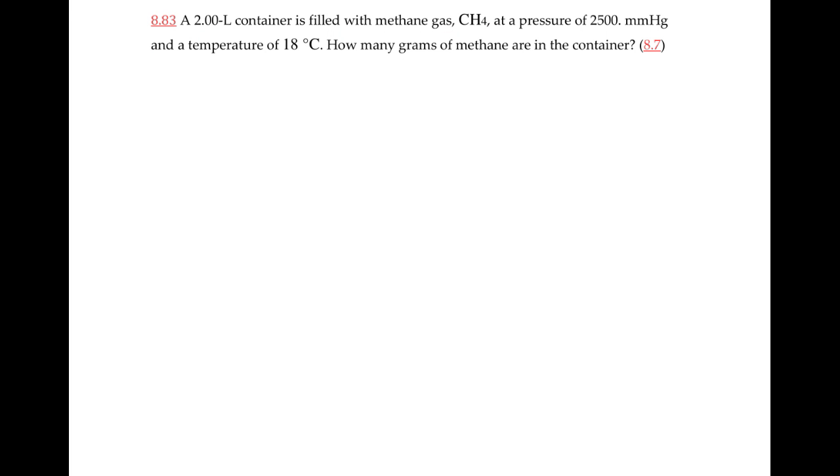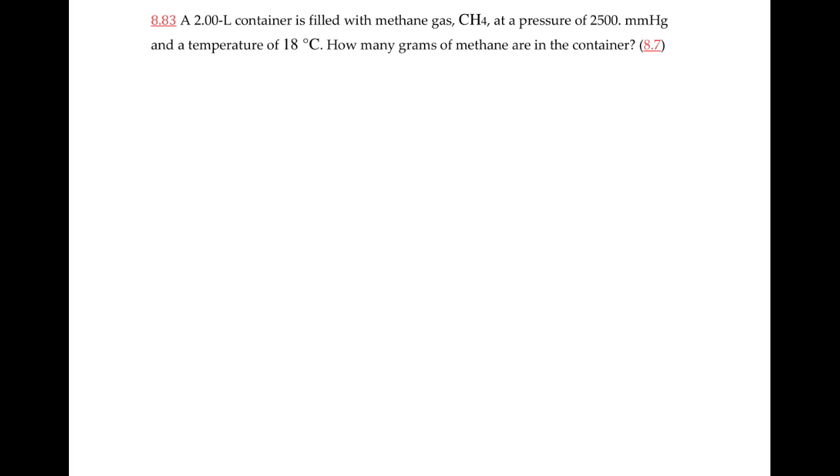This question deals with the ideal gas law. So question 8.83 reads, a 2-liter container is filled with methane gas, which is CH4, at a pressure of 2,500. millimeters mercury. I'll point out that there are 4 significant figures in that number because there's a decimal here. Anyhow, you get the idea. There's a decimal there. In a temperature of 18 degrees Celsius. How many grams of methane are in the container?